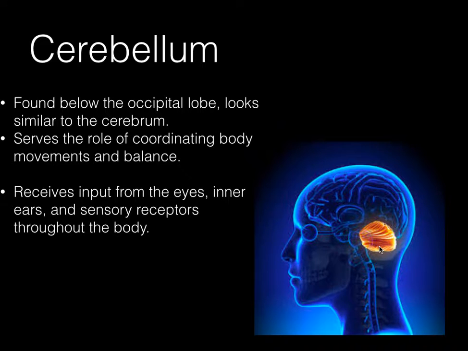And if we think back when we were doing the dissection, this is going to be like the branching tree-like structure that we saw in the sheep brain. This receives input from the eyes, inner ears, and sensory receptors throughout the body.